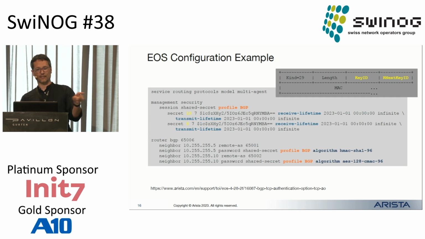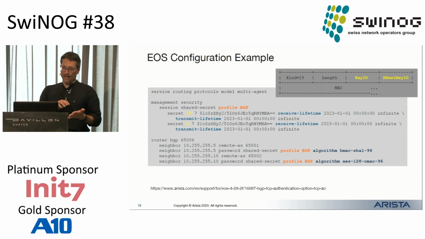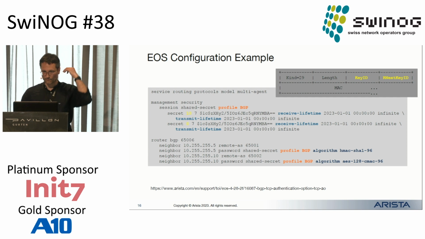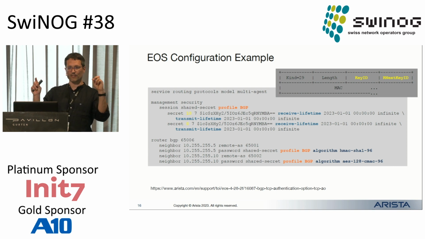Each of these keys, we can add a lifetime. How long do we want to use this key to transmit data? And also, how long should it be valid to receive data? So both directions can be defined. And the operating system, or the TCP IP stack, is then choosing, at least in the case of EOS, the youngest valid key to actually send data.